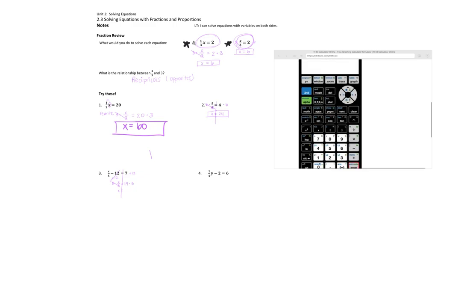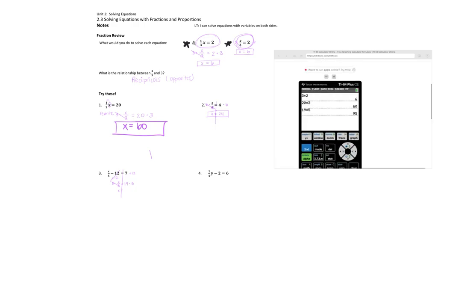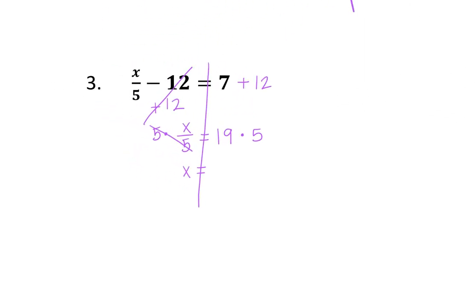So let's do 19 times 5, enter. And I got 95. So x equals 95. And that is my final answer.